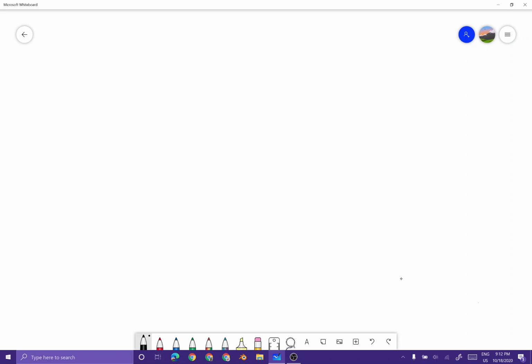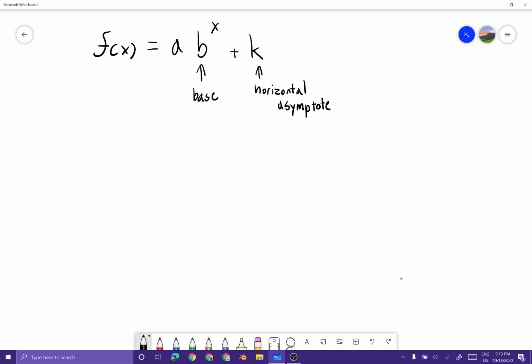An exponential equation is f of x, function of x, is equal to a, I'll explain what a is in a minute, b for base to the power of x plus k. K can be thought of as a vertical shift, but in an exponential equation, you're probably going to want to think of it more as a horizontal asymptote. And a horizontal asymptote is the line, imaginary line.